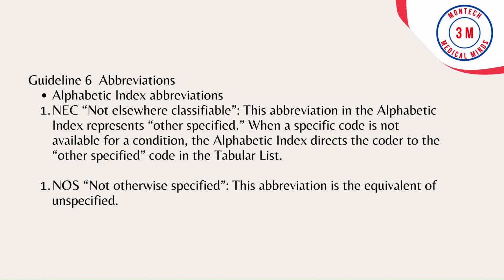Guideline 6, Abbreviations. A. Alphabetic Index abbreviations. NEC, not elsewhere classifiable. This abbreviation in the alphabetic index represents other specified. When a specific code is not available for a condition, the alphabetic index directs the coder to the other specified code in the tabular list. NOS, not otherwise specified. This abbreviation is the equivalent of unspecified.